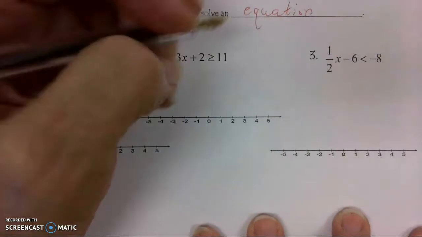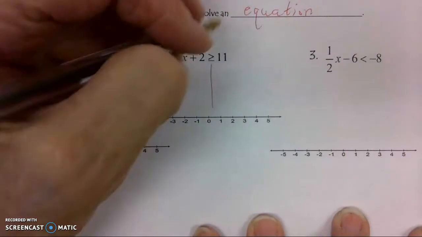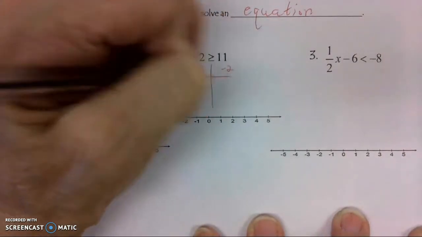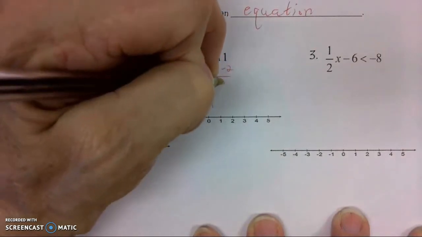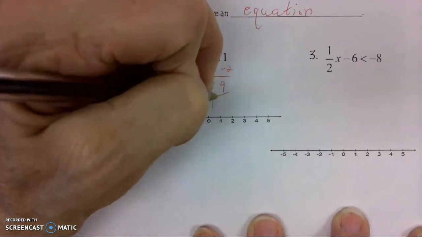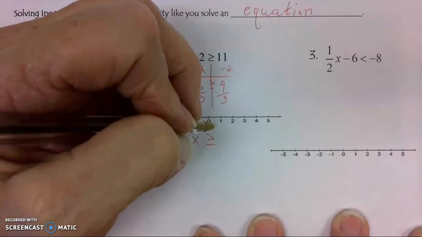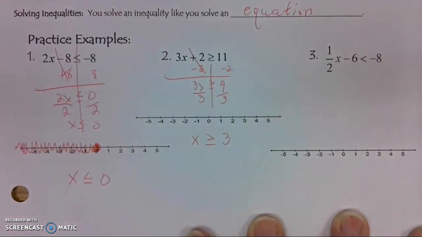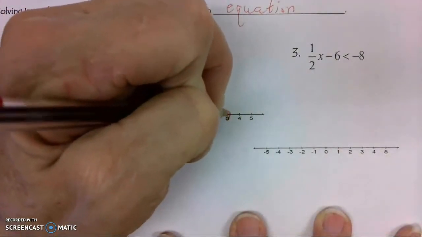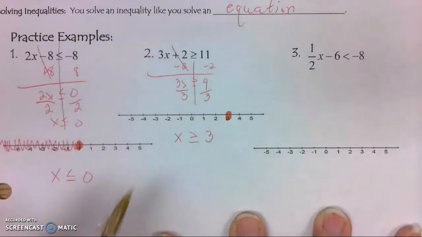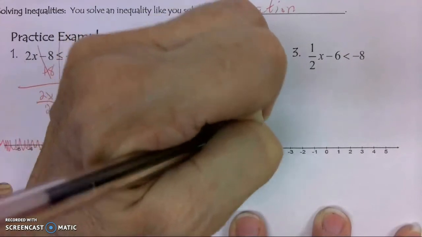Okay, number 2. Again, I have 2 sides. I'm multiplying and adding, so I'm going to subtract and divide. Minus 2 on both sides. 3x is greater than or equal to 9. Divide both sides by 3. And x is going to be greater than or equal to 3. Again, I want to graph my solution. I'm going to put a closed circle on 3 because it's an or equal. It's greater, so all of my solutions are to the right.